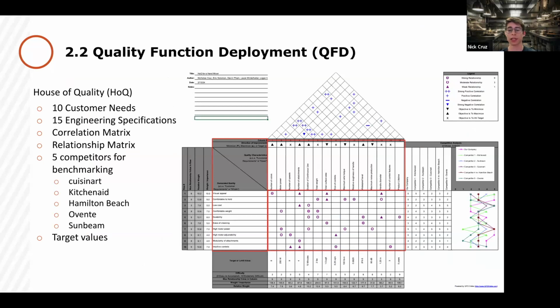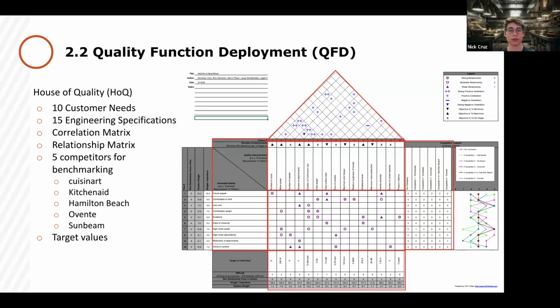Next, we moved into the relationship matrix of how the needs and specifications interact and are meeting those needs. The roof of the house is made up of interactions between the engineering specifications and how meeting one affects the others. On the far right, you can see the 5 competitor benchmarking matrix with all of the competitors scored on how well they meet the different customer needs, including Cuisinart, KitchenAid, Hamilton Beach, Avente, and Sunbeam, which were found to be large portions of the market.